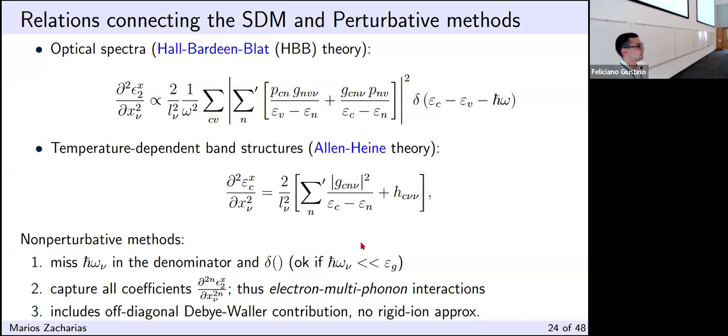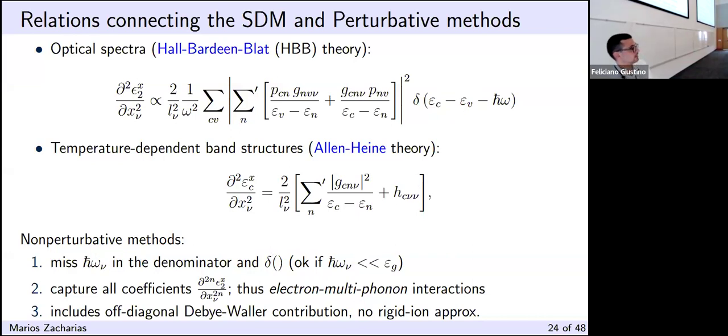The main drawback here is that we are in the adiabatic limit. So the phonon frequencies, which usually enter in the denominators or the delta function, we don't capture them. So for example, for phonon-assisted optical absorption, we don't have phonon emission or phonon absorption. We have an average fine structure. This approximation can be okay if the phonon frequencies are well below the band gap.